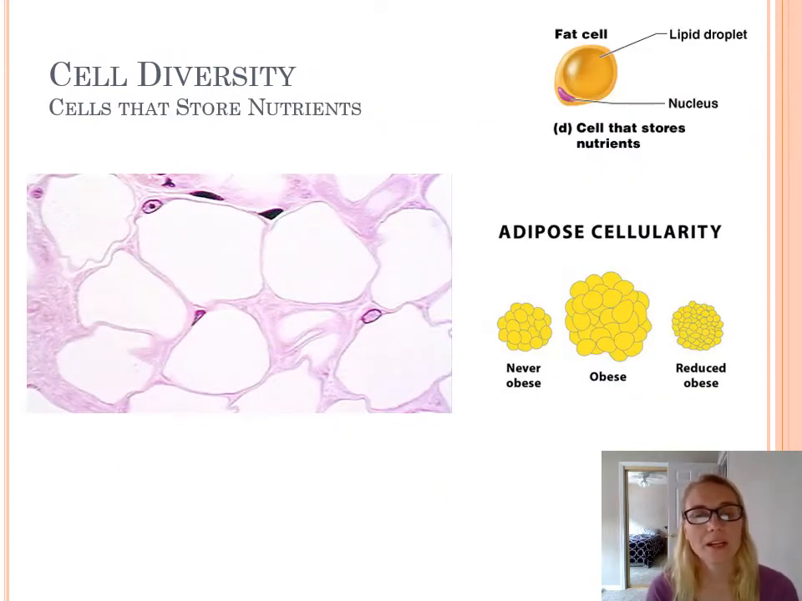Okay. The next group are cells that store nutrients. So the primary cells that do this are called adipocytes or adipose cells.